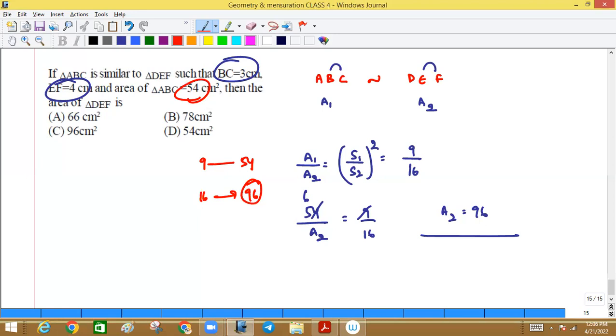So simply look at the ratios. What is the sides ratio? What is the areas ratio? Once you know the areas ratio, write down that proportion, right? You don't need to mention everything in the exam. Okay, copy that.